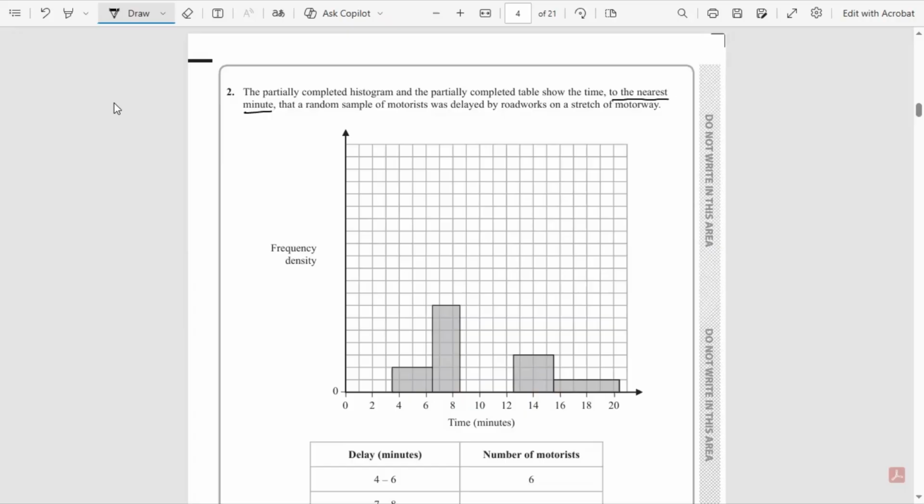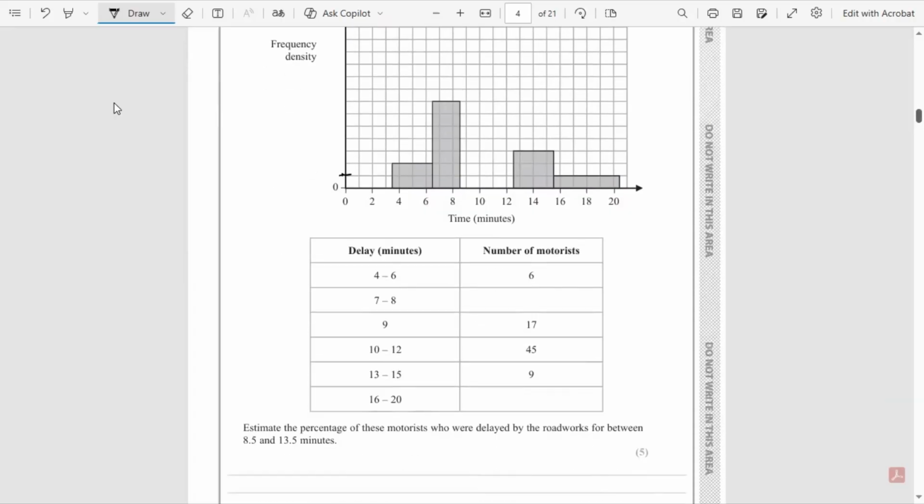So we have our histogram there. Obviously, the data, the time, is on the x-axis, and we have the frequency density on the y-axis. Now, you'll notice that there is no scale. We don't have any numbers labeled on the y-axis, so we're going to have to do that when we attempt this question. And we've got the table down below here.